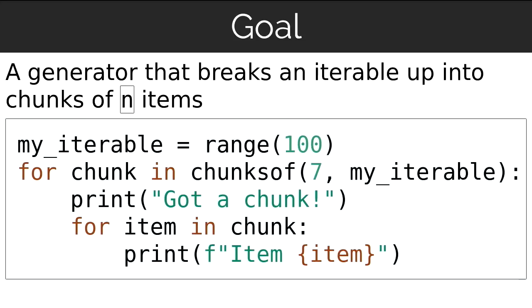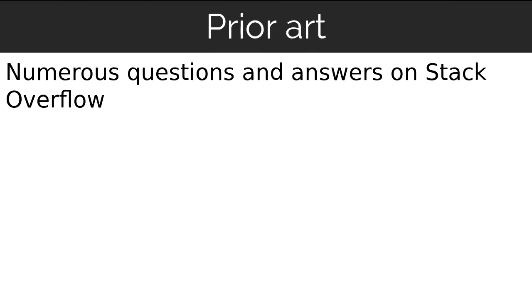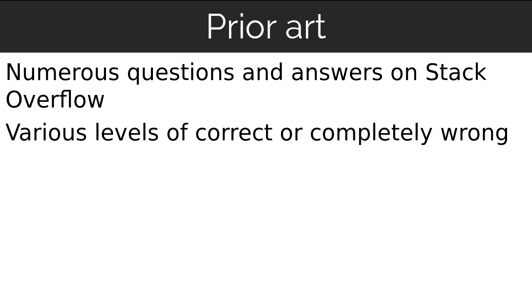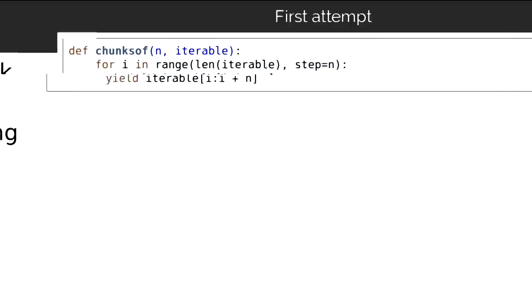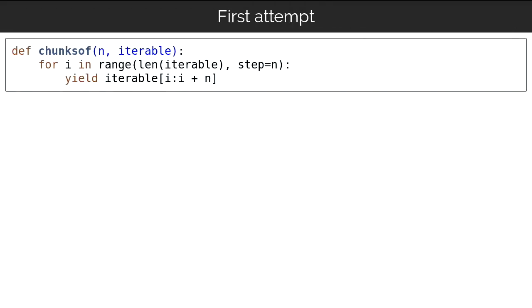So the goal of this generator is to take an iterable and return an iterable of chunks, so you can iterate over those chunks and do chunk computation. The code that we're trying to make run is on the screen currently. There are, as I said, numerous implementations on Stack Overflow. They range from correct to really not correct. So let's try and find a solution that works in all of the corner cases you're never even going to try and find. So this is the base implementation.